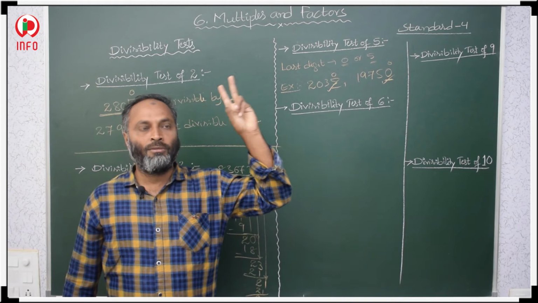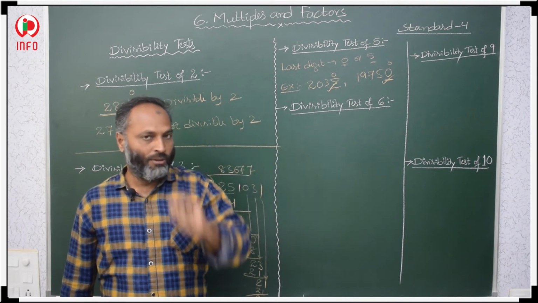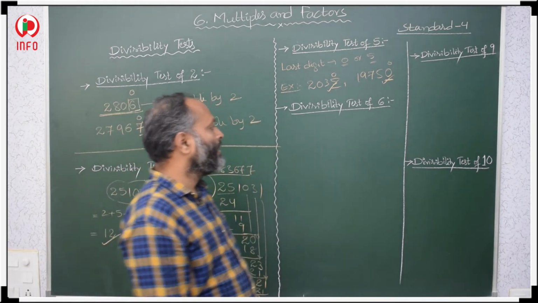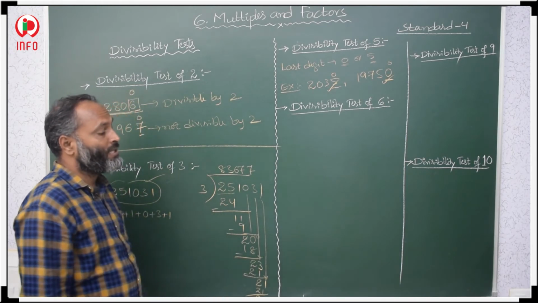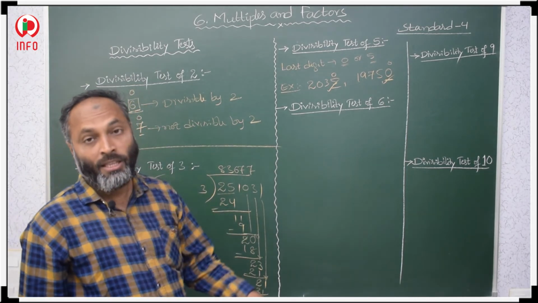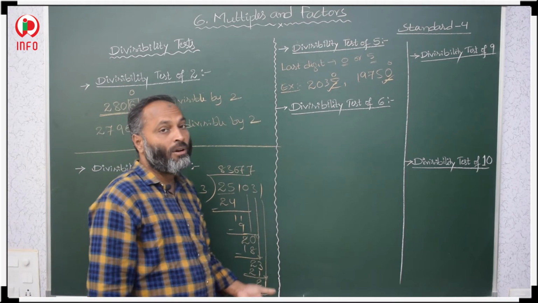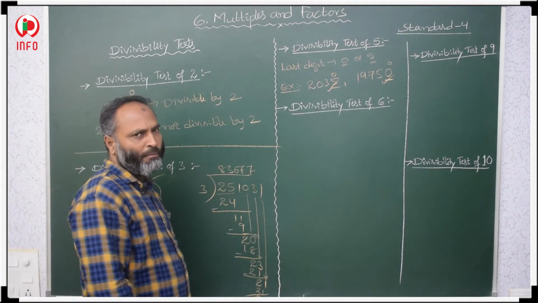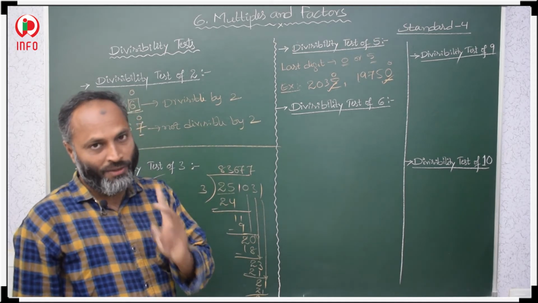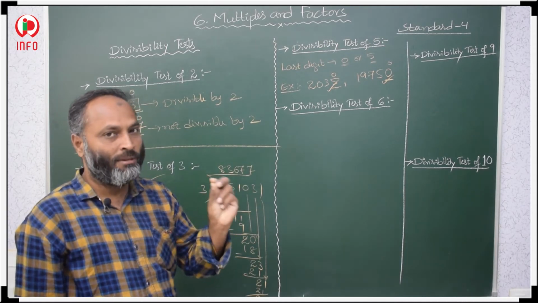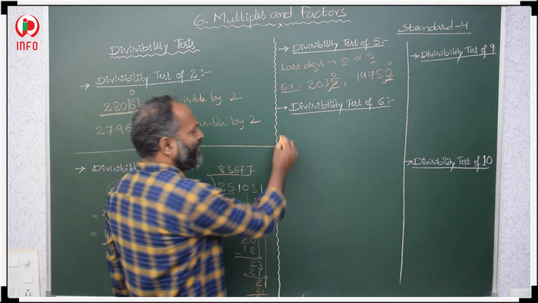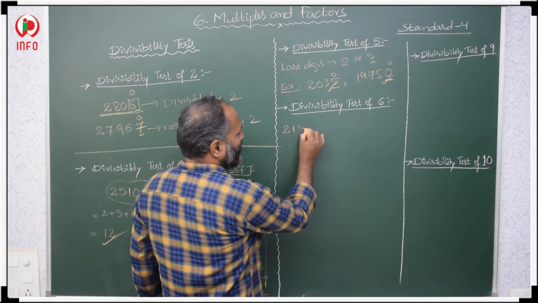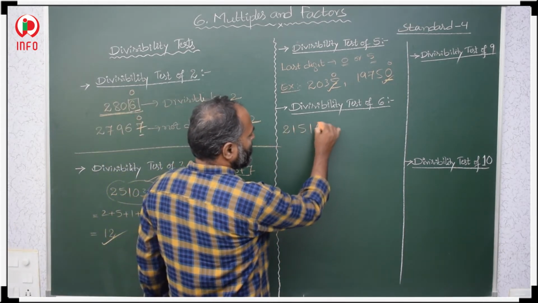Okay, 2, 3, 5, these 3 are over. Next, the divisibility test for 6. How to check whether the given number is divisible by 6 or not? If any number is divisible by 2 and 3, then that number is divisible by 6. Like 21510, this number is there.